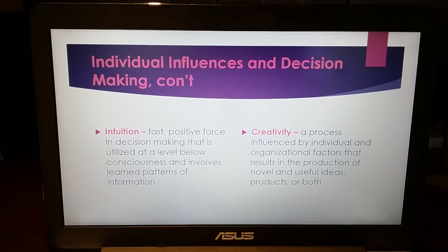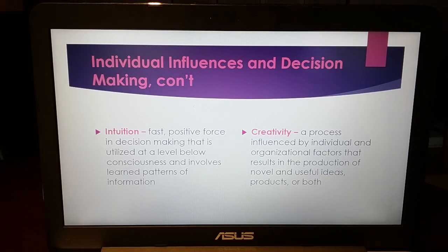Okay, intuition and creativity are also individual influences on decision making. Intuition is really important. It usually comes more with experience, with learned patterns of behavior. If you see something that you recognize, I've seen that before, you recognize it. It basically involves some sort of learned pattern of information. And then creativity, this idea of being able to come up with novel and useful ideas. Not necessarily everyone is creative.